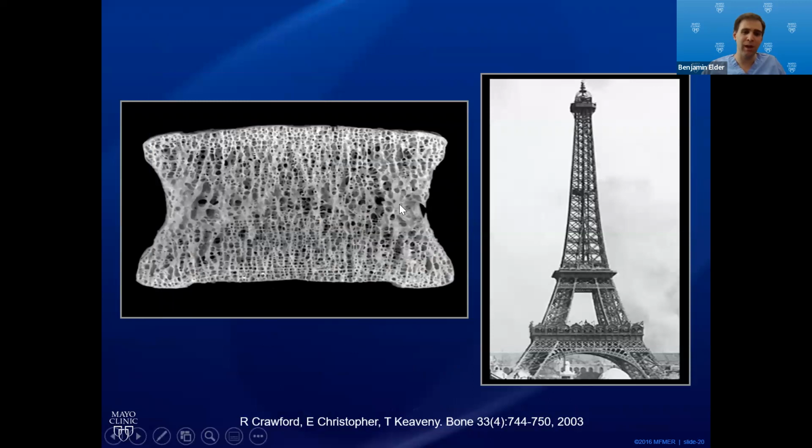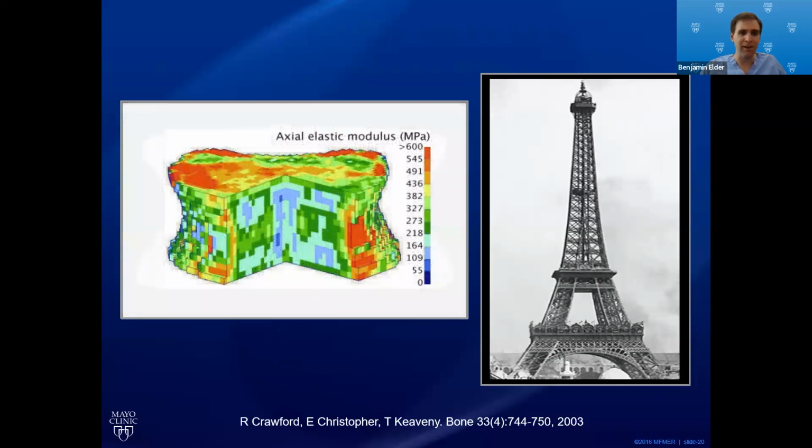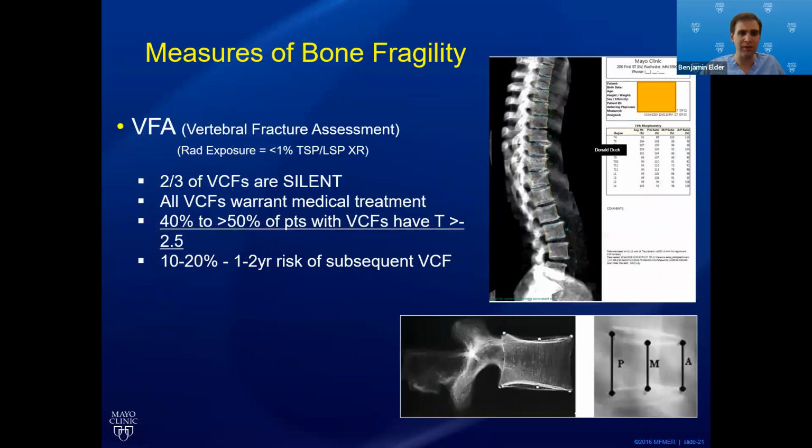When we have well-organized bone, it's really putting this lattice structure together, something like the Eiffel Tower, as compared to just a pile of metal that's completely disorganized, as we would see in more osteoporotic bone. And then you can even do finite element modeling based on that to get additional information.